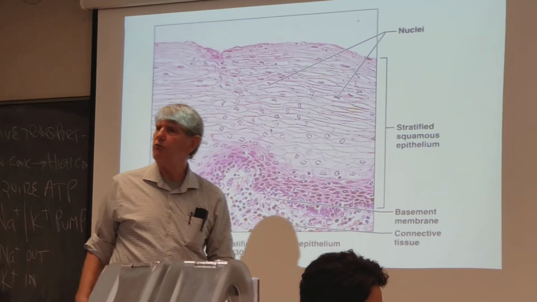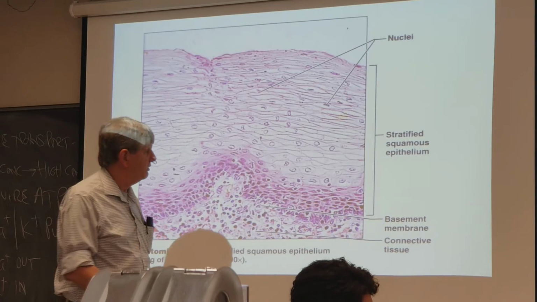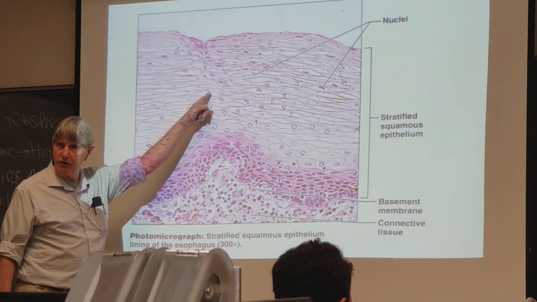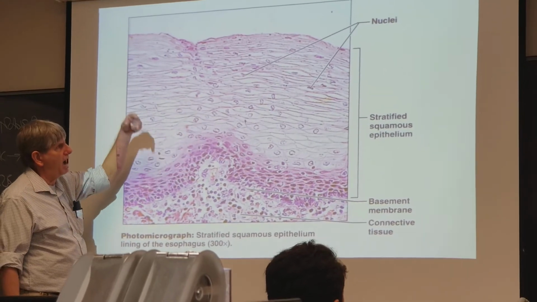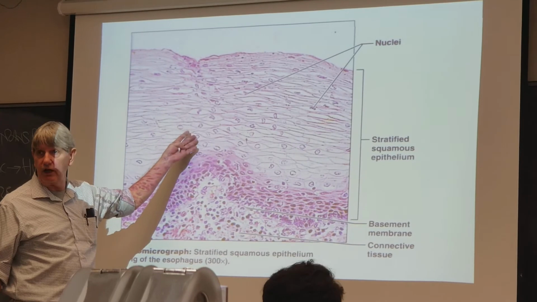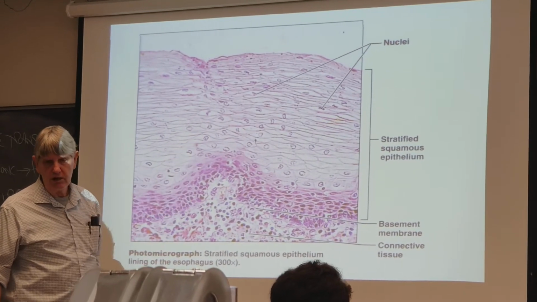Okay. This one right here would be stratified, because the base of the epithelium is down here, and you've got multiple layers of cells right there. It happens to be squamous because the surface cells are thin and flat. This would be a protective type of epithelium right here.